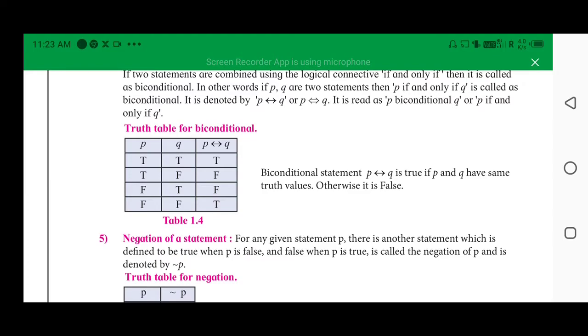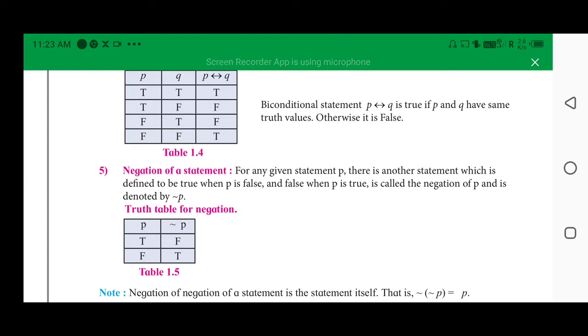Okay, negation of a statement. For any statement P, there is another statement which is defined to be false when P is true and true when P is false, and it is called the negation of P. It is denoted by ~P, so this is the symbol of negation. If the statement is true, then its negation is false. If the statement is false, then its negation is true.